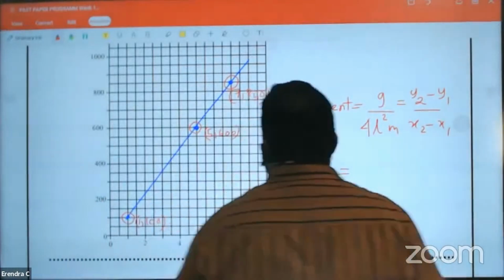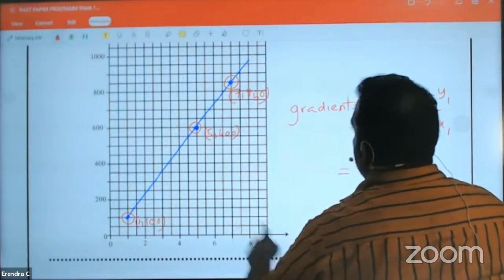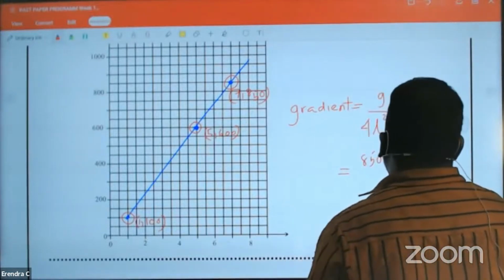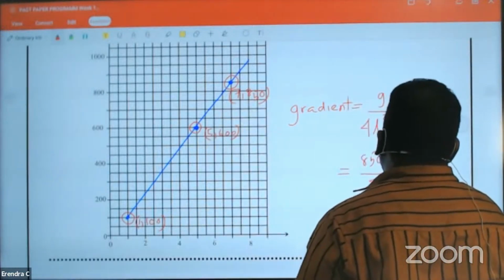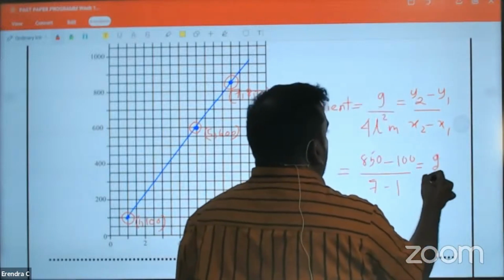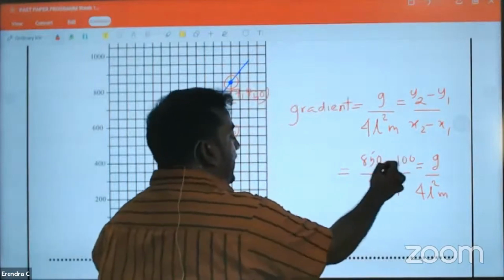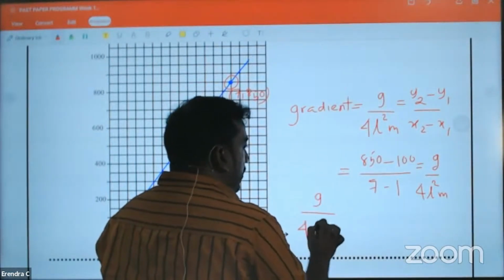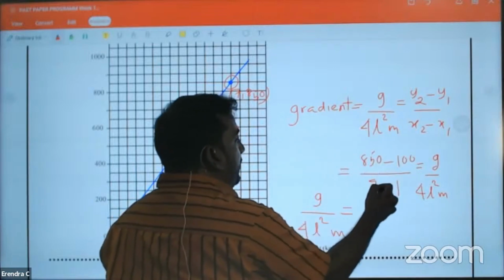y2 minus y1. I'll take two far off locations. y2 minus y1, 850 minus 100, divided by x2 minus x1, 7 minus 1. G divided by 4L squared simple M. This is going to be 750 divided by 6.